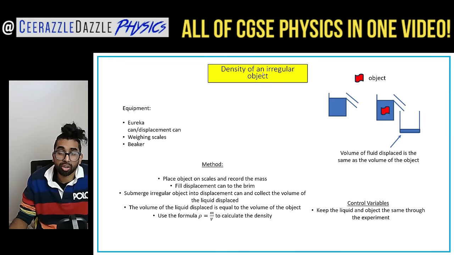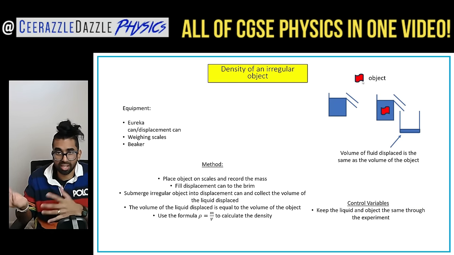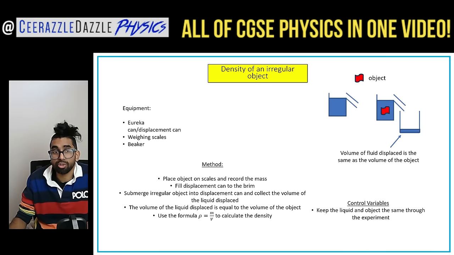Density of an irregular object. So let's say you have an object over here and the shape is not uniform, it's all over the place, like say a set of keys. In order to work out the density of this, you can use a displacement can method. So here's my displacement can. It's basically a can which has a little spout right at the edge, right at the brim over here.